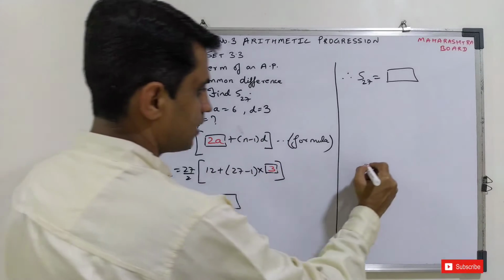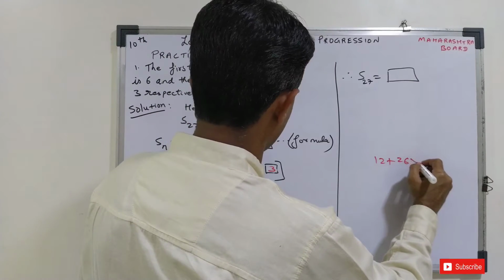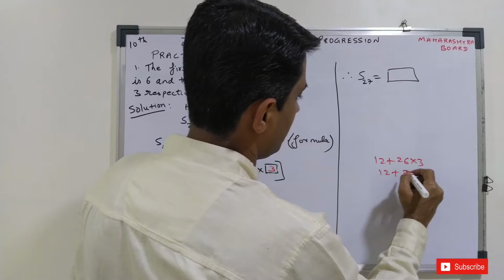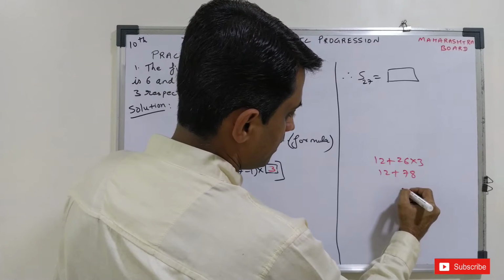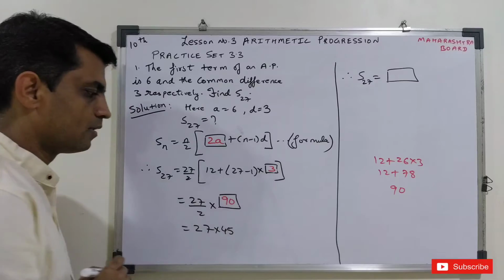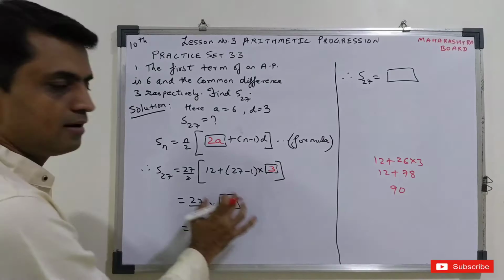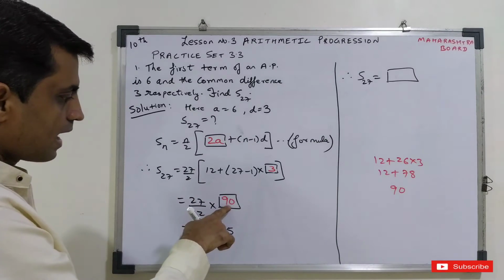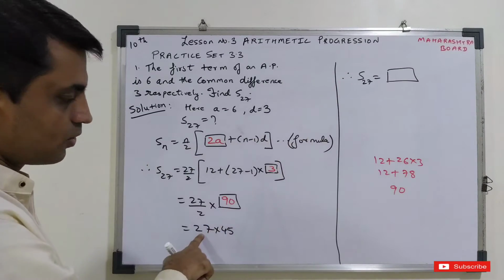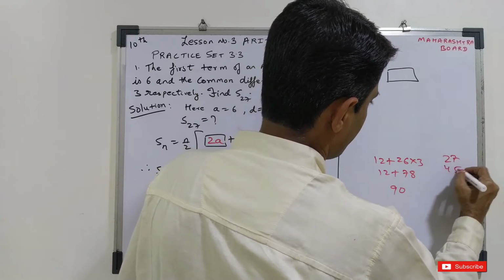So here 12 plus 27 minus 1, 26 into 3. So 12 plus, 6 threes are 18, 3 plus 6, 7, 78. 78 plus 12, 90. So what will we get here? 90. Yes, so we are working in the rough part and writing the answer here. Now 90 divided by 2 is 45, already given. Now they ask you in the next bracket the total multiplication of this. So let us multiply 27 into 45.